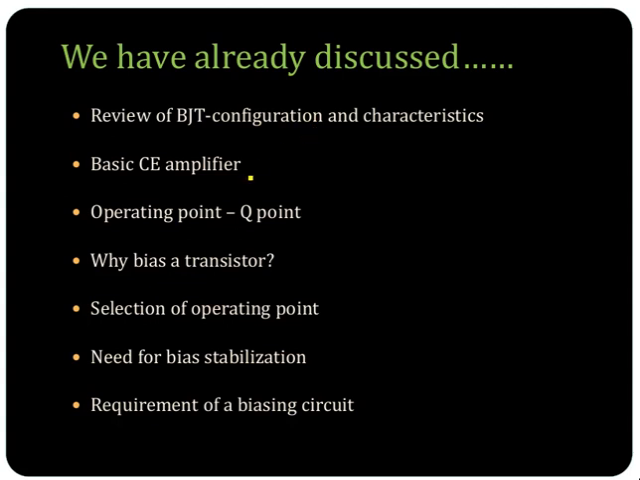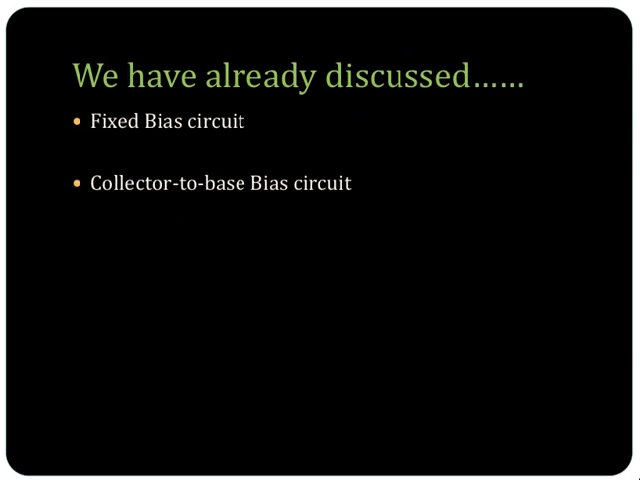Then we have gone through the circuit diagram of a basic common emitter amplifier, the operating point concept, why we need to bias a transistor, the selection of operating point, how to fix the operating point, need for bias stabilization, and what are the requirements of a biasing circuit. And based on these requirements, we have analyzed the fixed bias circuit and collector to base bias circuit. We have also seen the relative advantages and disadvantages associated with these biasing circuits.